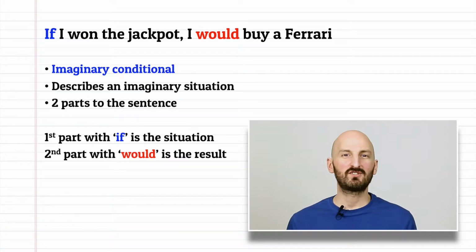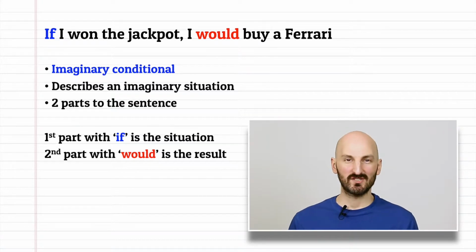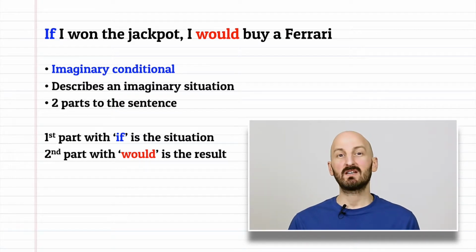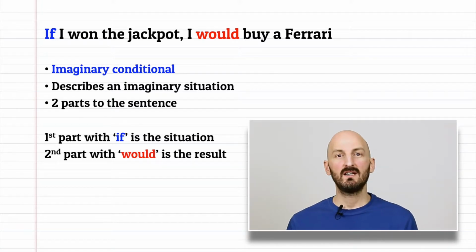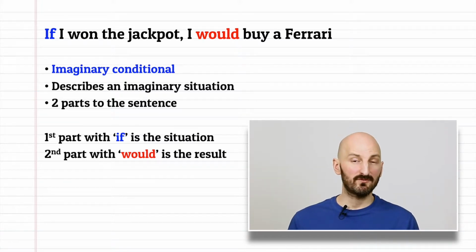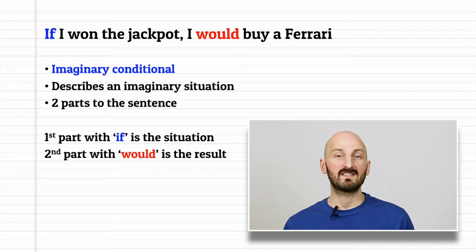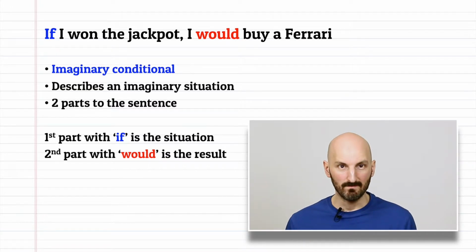So let's look at the imaginary if. If I won the jackpot, I would buy a Ferrari. This sentence describes a single imaginary situation and result. Again, it's made up of 2 parts. The first part, if I won the jackpot, describes the situation, and the second part, I would buy a Ferrari, describes the result of the if part in exactly the same way as the other examples we've seen so far.